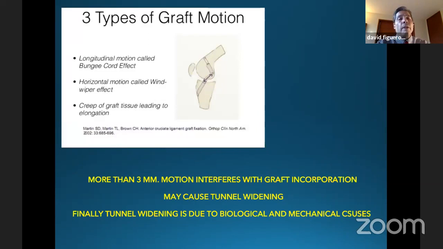There are many issues with fixation, and one of them is the motion inside the tunnels. More than 3 millimeters of motion interferes with graft incorporation and may cause tunnel widening. Finally, tunnel widening is not only a mechanical but also a biological problem, but it can be produced by some types of fixation.